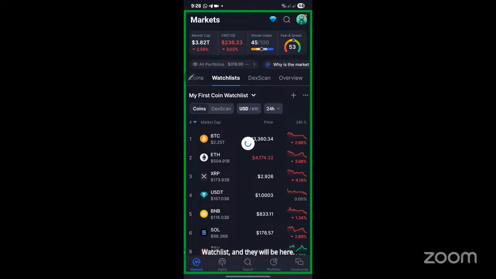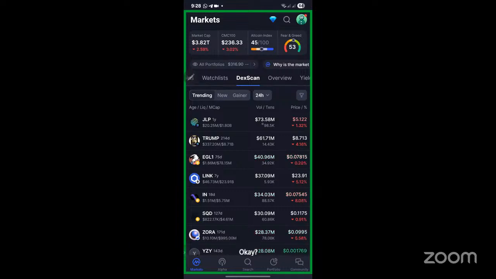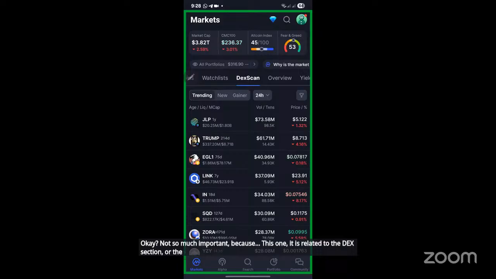All right, now you can go ahead here and look at the DEX scan. The DEX scan is not so much important, because it is related to the DEX section or the Alpha section on Binance. Not so much important unless you want to talk about it.